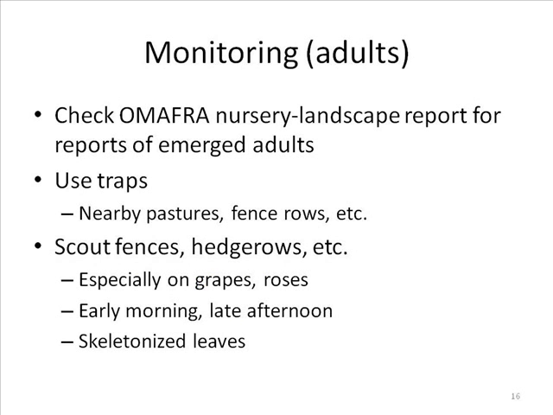Adult Japanese beetles can be monitored using traps. It's also a good idea to tap into resources such as the OMAFRA Nursery Landscape Report, as it provides reports of emerged adults in your region. Traps should be placed in nearby pastures or fence rows, but not near nursery plants themselves, to avoid attracting the pests to the crop of concern. Nearby fence rows and hedges should also be monitored for beetles. Adults feed on plants and leaves will have skeletonized damage patterns.